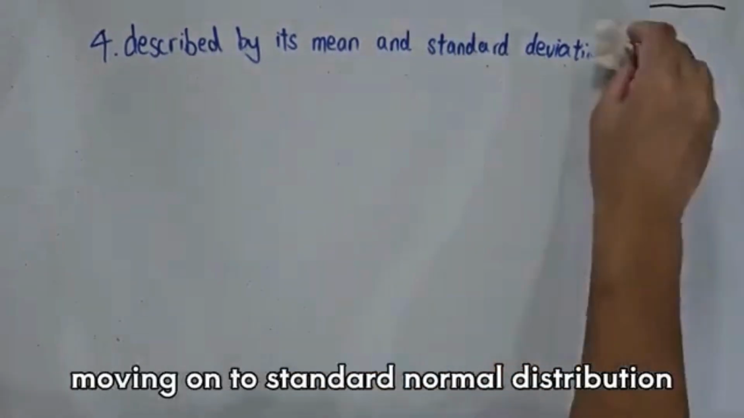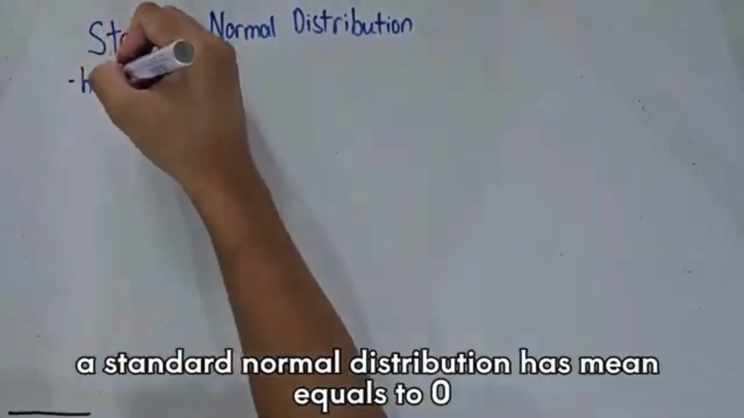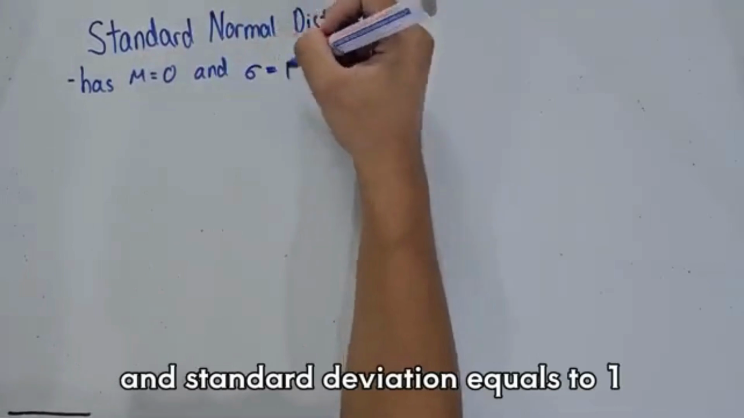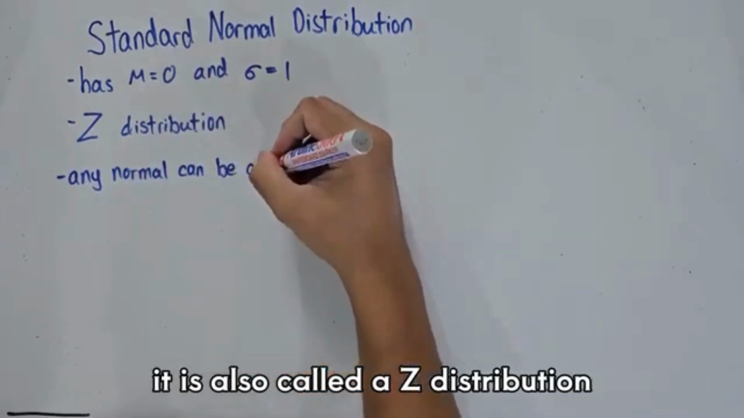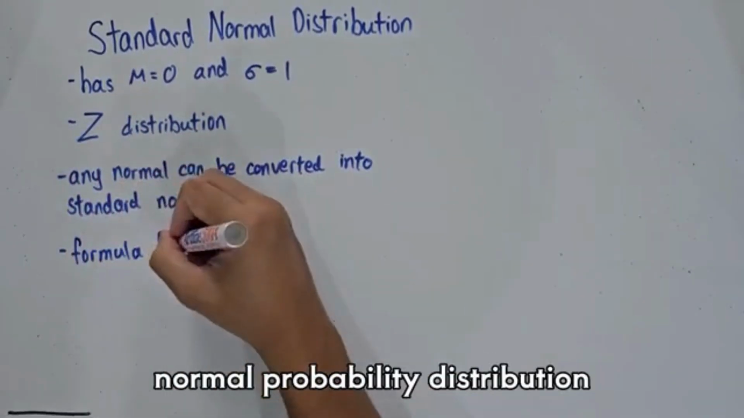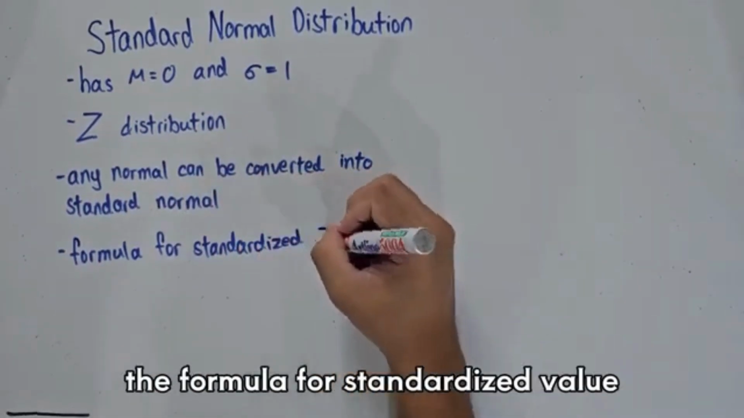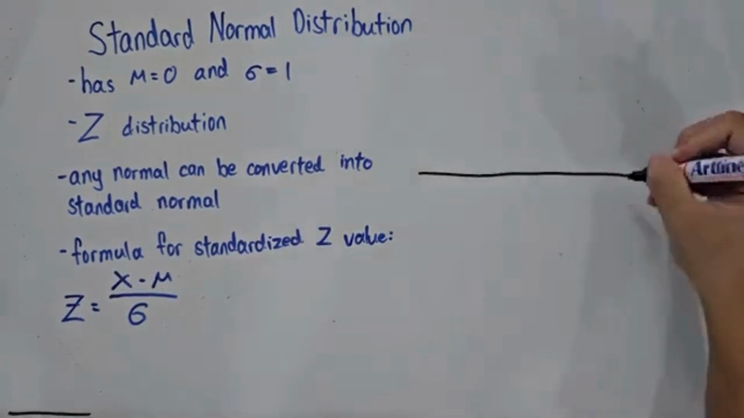Moving on to standard normal distribution. Lastly, let's talk about standard normal distribution. A standard normal distribution has mean equals 0 and standard deviation equals 1. It is also called a Z distribution. Any normal probability distribution can be converted into a standard normal probability distribution. The formula for the standardized value is given as x minus mean, divided by the standard deviation.